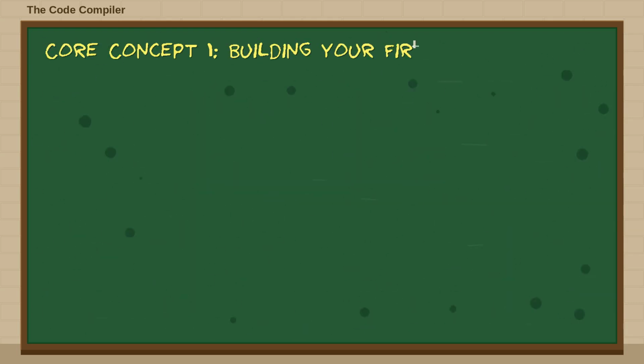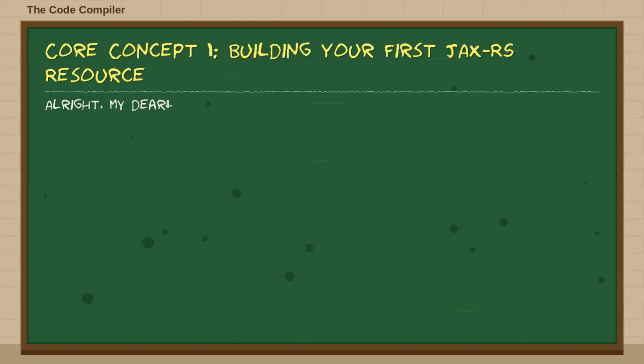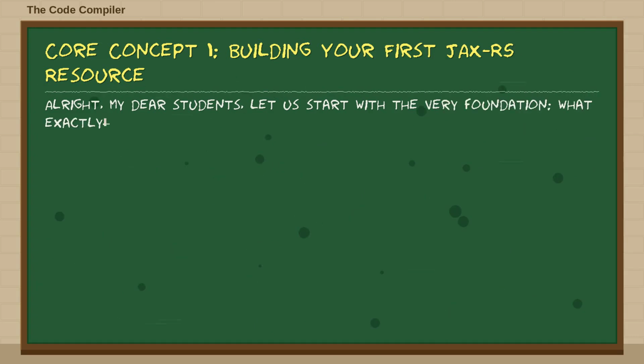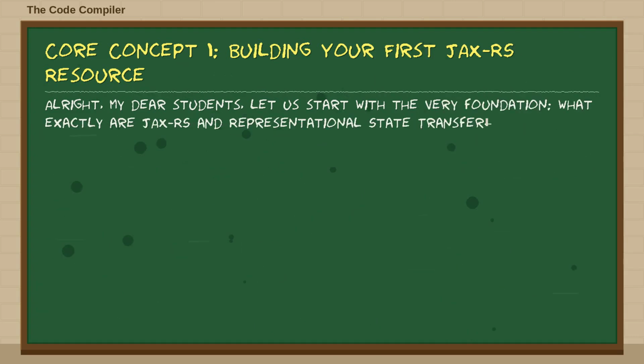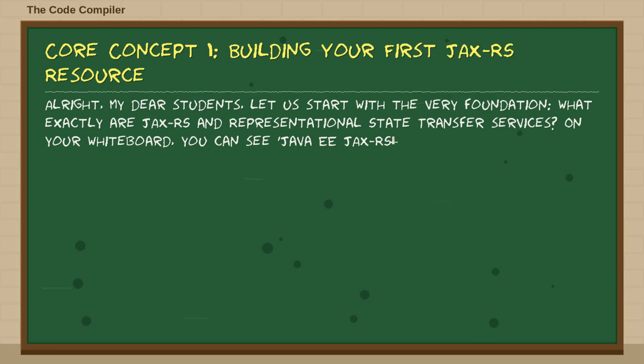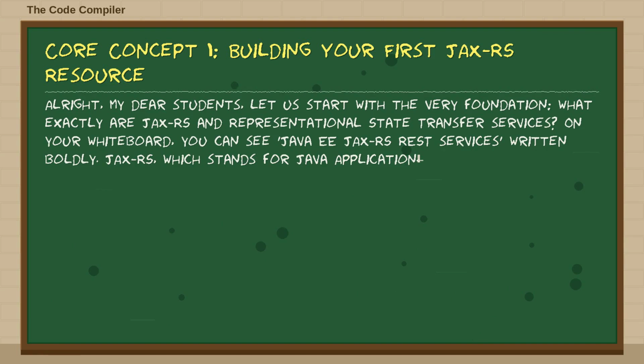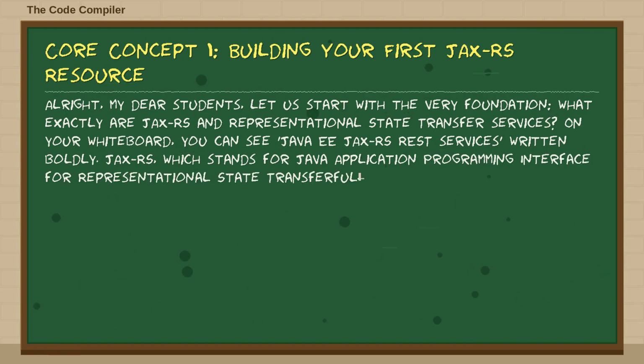Alright, my dear students, let us start with the very foundation. What exactly are JAX-RS and representational state transfer services? On your whiteboard, you can see Java JAX-RS REST services written boldly. JAX-RS, which stands for Java Application Programming Interface for Representational State Transfer Web Services, is a Java programming interface that provides support for creating web services according to the representational state transfer architectural style.